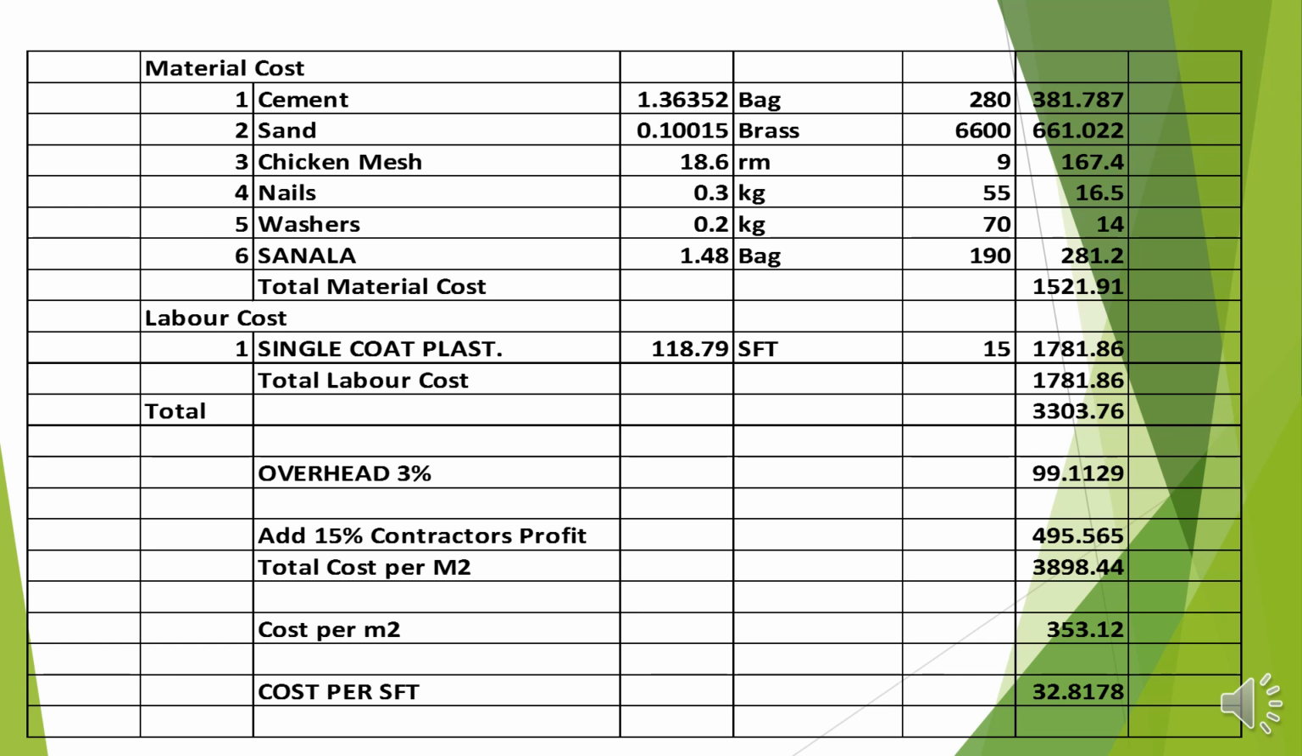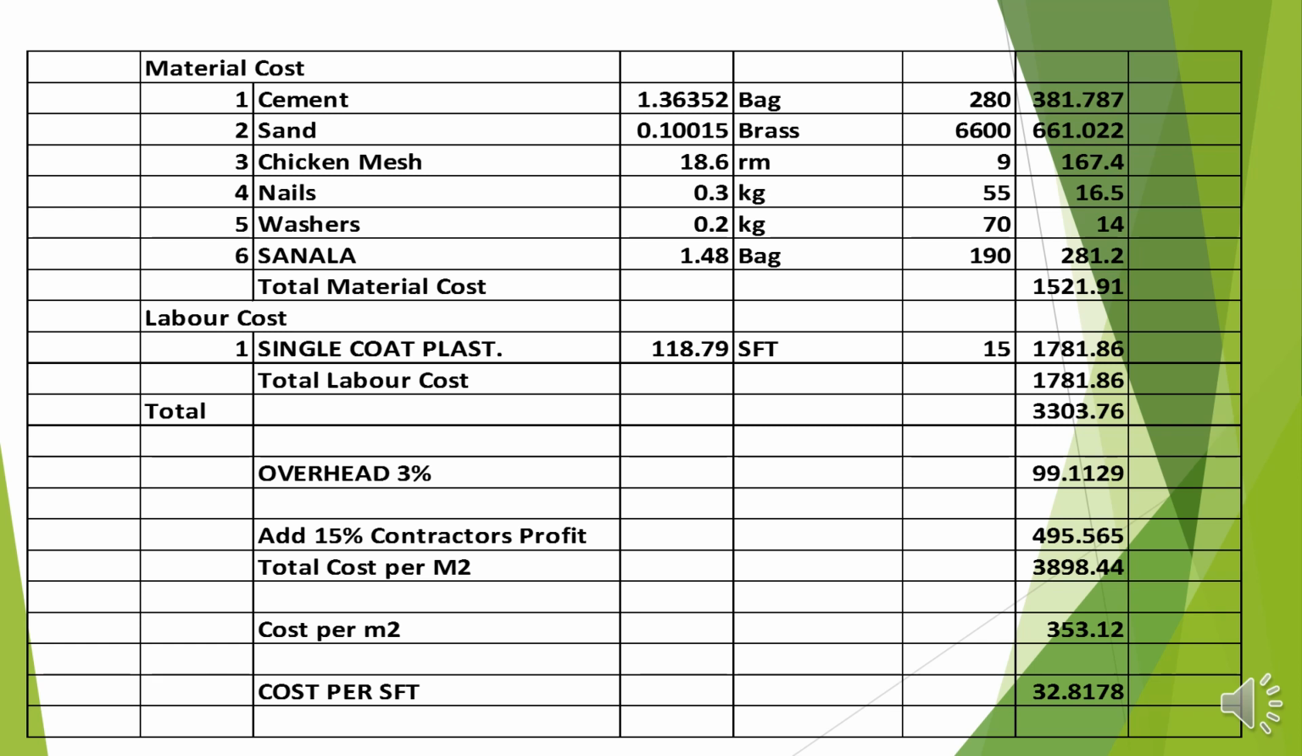Salna, what I call Neeru, 1.48 bags at the rate of 1890 will make 281.2. Hence the total material cost makes 1521.91. Single coat plaster at the labor rate of 15 rupees will make 1781.86.